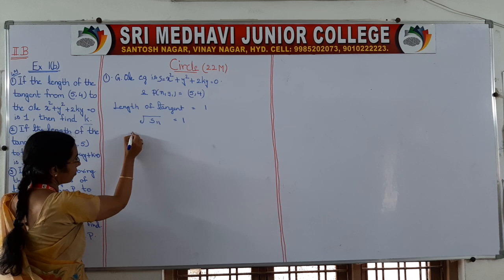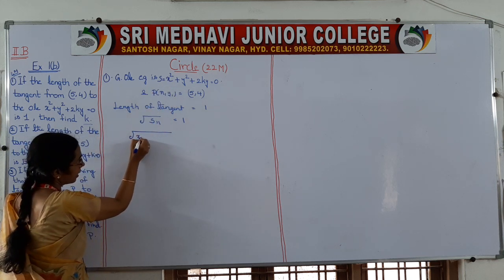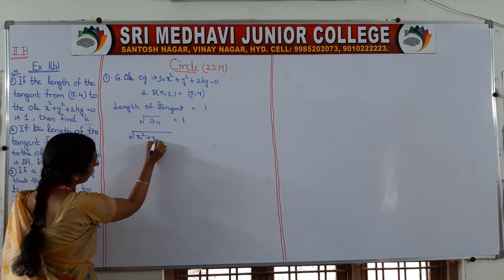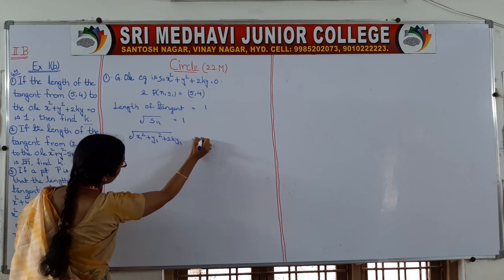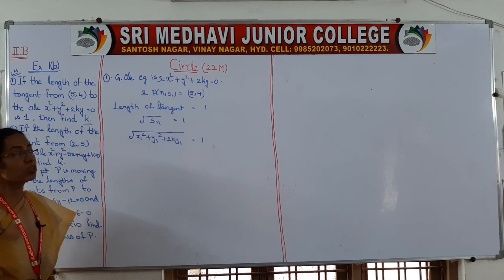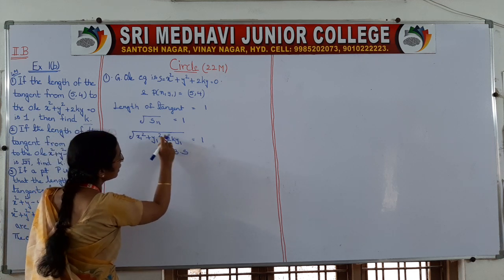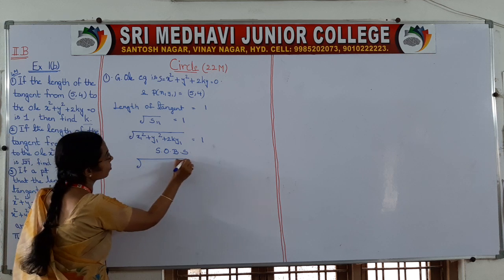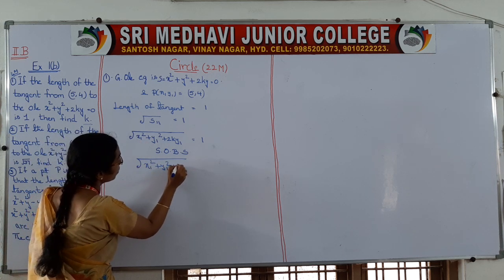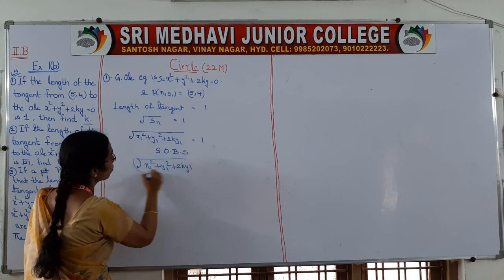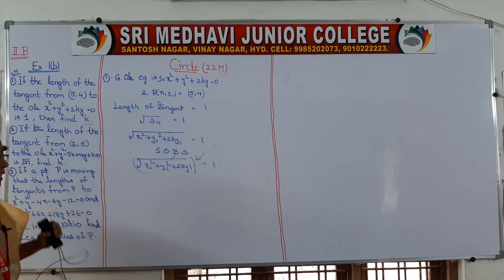So here your S11 with respect to this circle is root of x1 square plus y1 square plus 2k y1 is equal to 1. So squaring on both sides. Why are we doing that? To cancel this square root. x1 square plus y1 square plus 2k y1 is equal to 1. The square root will get cancelled.